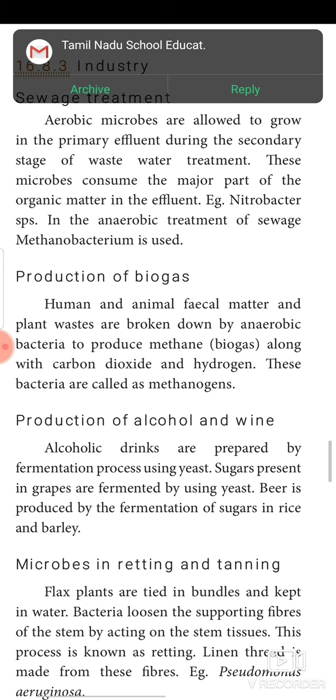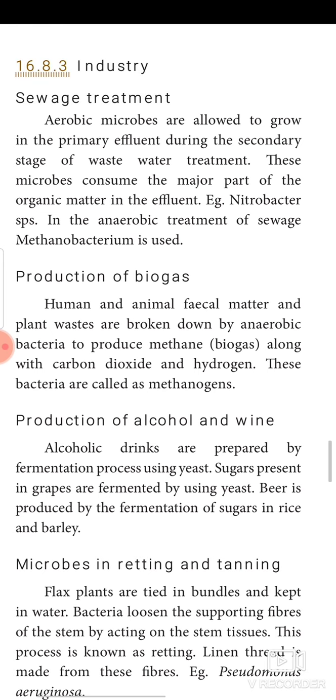Then in the tanning industry, bacteria act upon the skin of the animal and make it soft, and therefore it becomes pliable. Pliable means easy to bend or shape. So making something brown and soft is called tanning, and by this process we can make the skin of the animals bend according to our wish. We can prepare handbags, leather belts, shoes, etc.